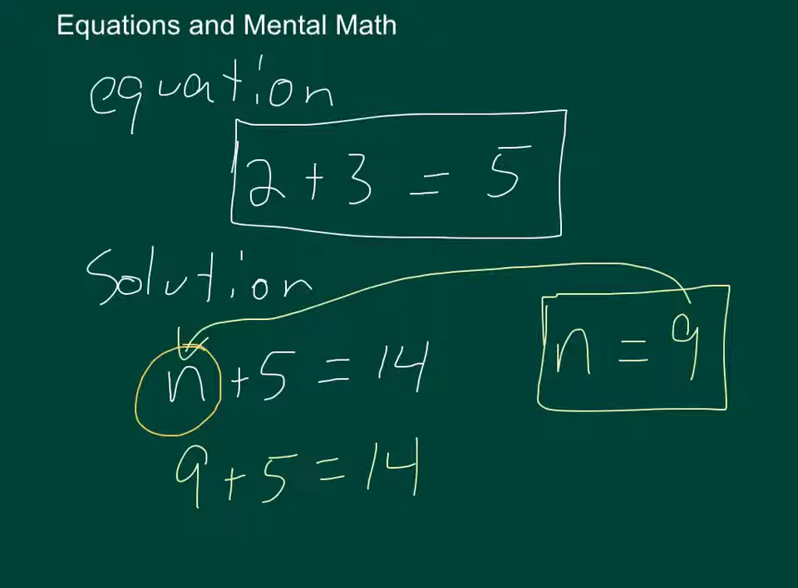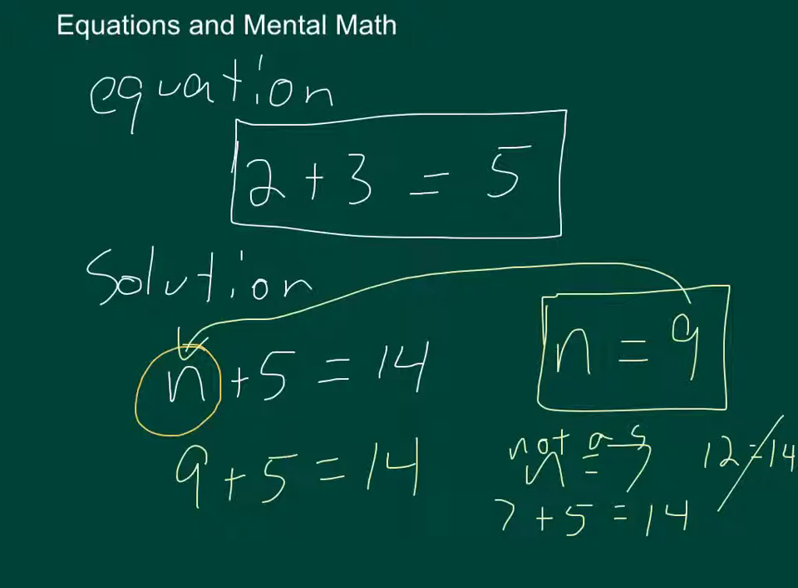However, if we wanted to say n equals 7, that would not be a solution to this equation, because if you rewrote the equation with 7 instead of n, it would be 7 plus 5 equals 14. Well, 7 plus 5 is 12. And if we wrote 12 equals 14, that is not a true statement. So n equals 7 is not a solution.